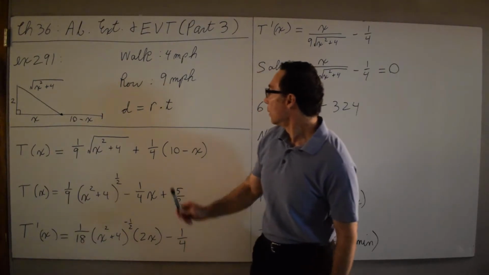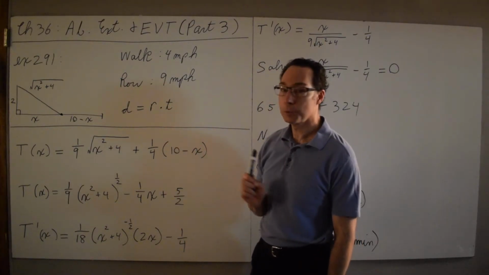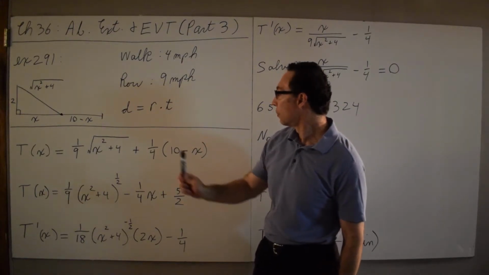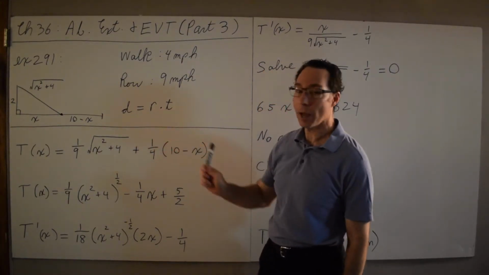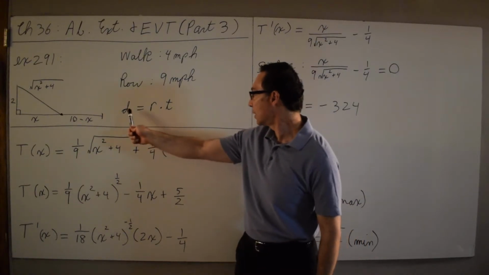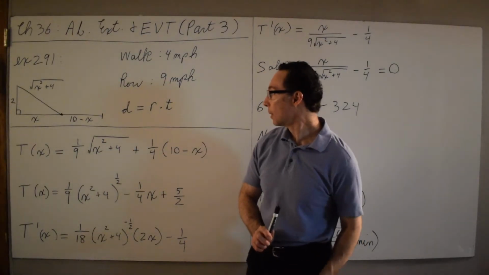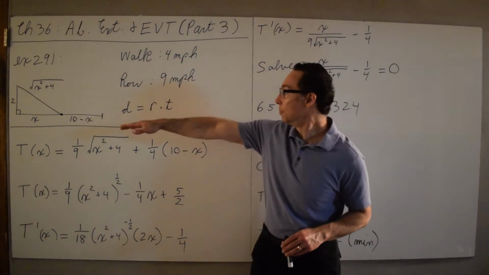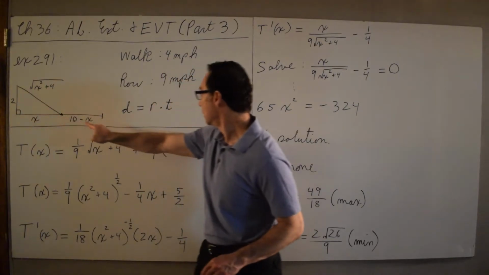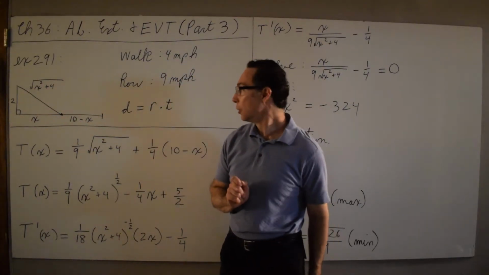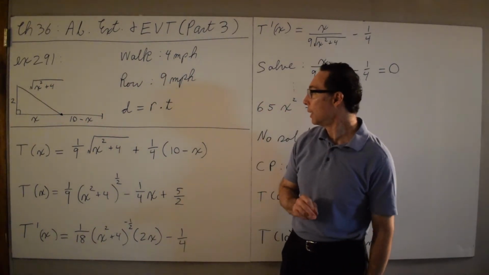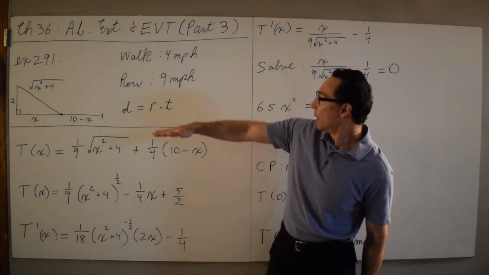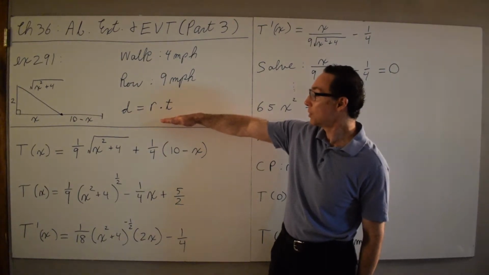And he can row at a rate of 9 miles per hour and walk 4 miles per hour. Remember that distance is rate times time, and so time is distance divided by rate. So what we want to do is write the time that it takes him to get from this point to this point in terms of a decision that we're going to make. Remember, with these problems, we're going to find a maximum or minimum. Here we want to minimize the time.